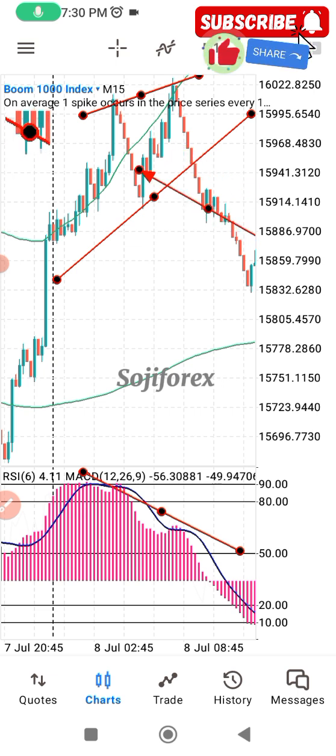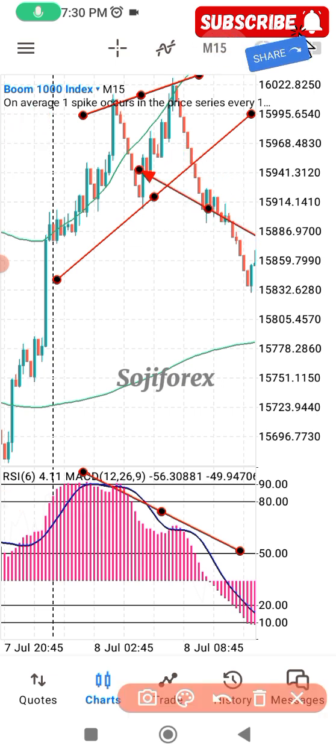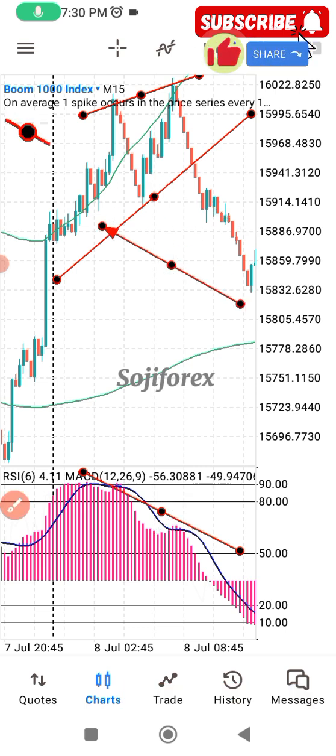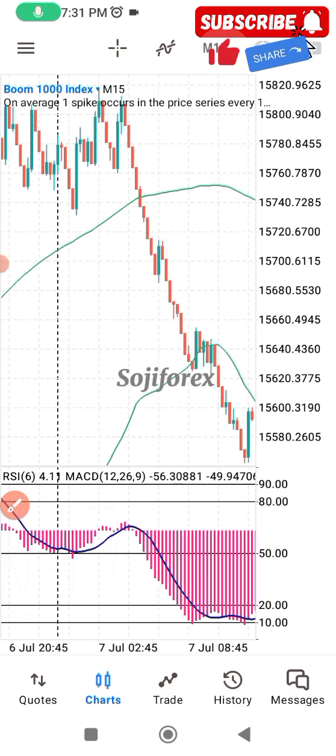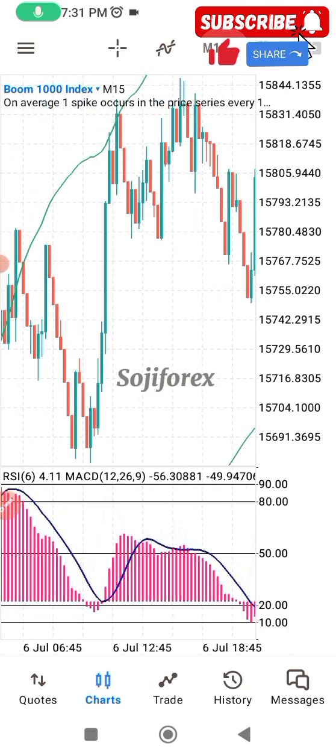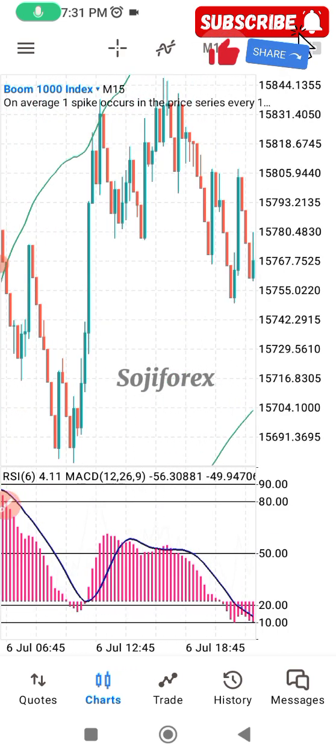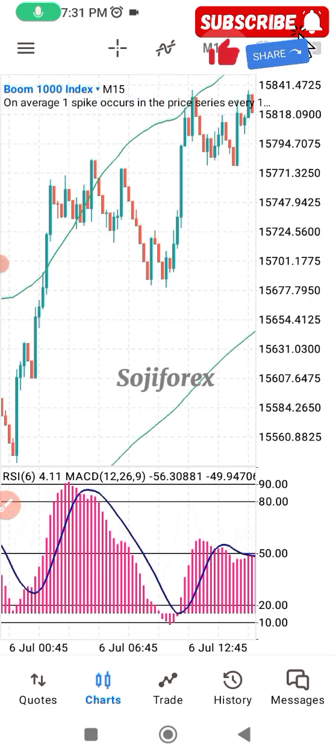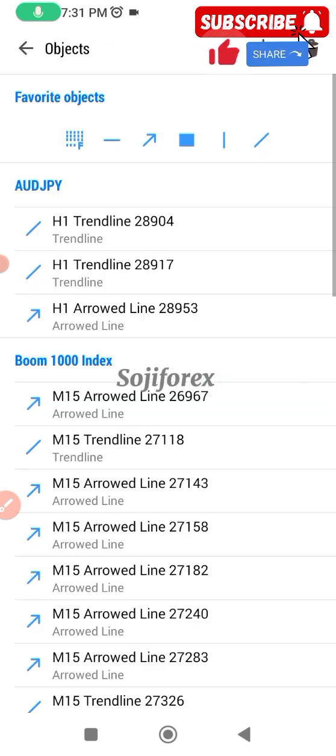So at this level, the validity of the histogram line reaching the 80 level will no longer hold because it has signaled for you that there is a divergence. Okay, so that is the update compared to what we have shared before on our channel. And here you can see the same thing is applicable here.